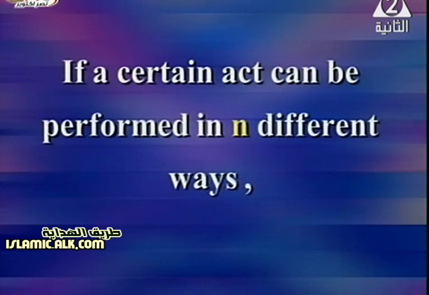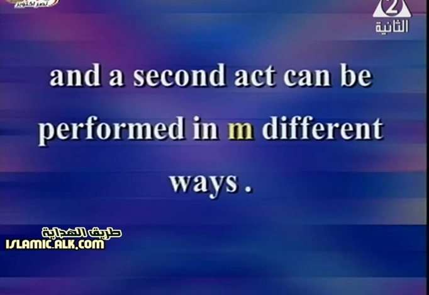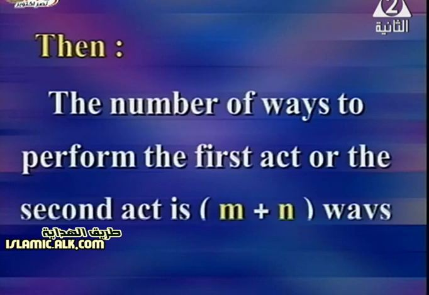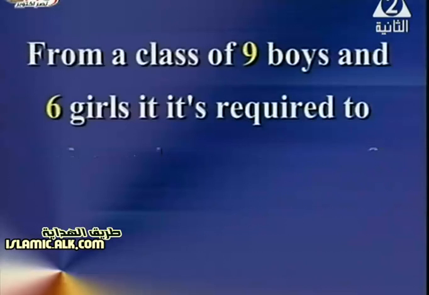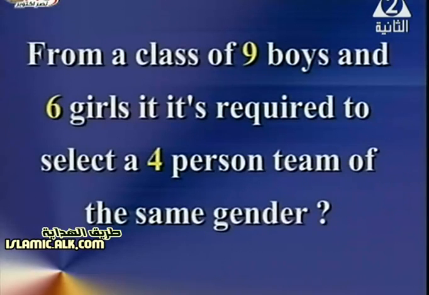If a certain act can be performed in m different ways, and the second act can be performed in n different ways, then the number of ways to perform the first act or the second act is m plus n ways. Rule of addition. Look at a simple example to make that clear. What is the meaning of permutation?